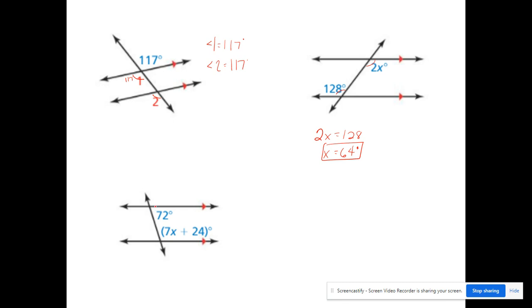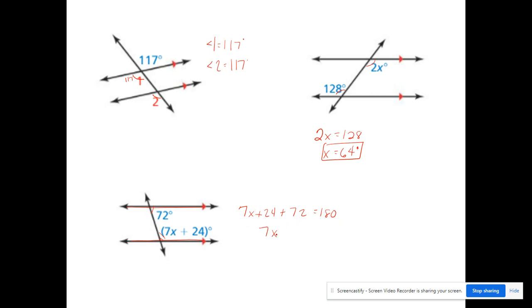Now, coming down here, I can see that these are same side. They're on the same side, and they're both inside the parallel lines. So same side interior, supplementary. So 7x plus 24 plus 72, all of that adds up to 180 degrees. And then I'm going to solve for x. My first step would be distribute. There's no distribution, so I'm going to clean up.